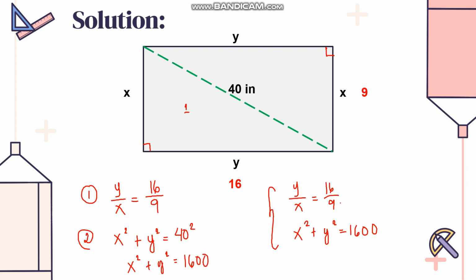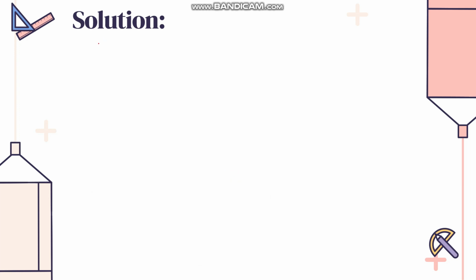Again, remember, x represents the height of the television and y represents the width of the television. So let's just write here the equation. We have y over x equals 16 over 9. And then the other one is x squared plus y squared equals 1,600.